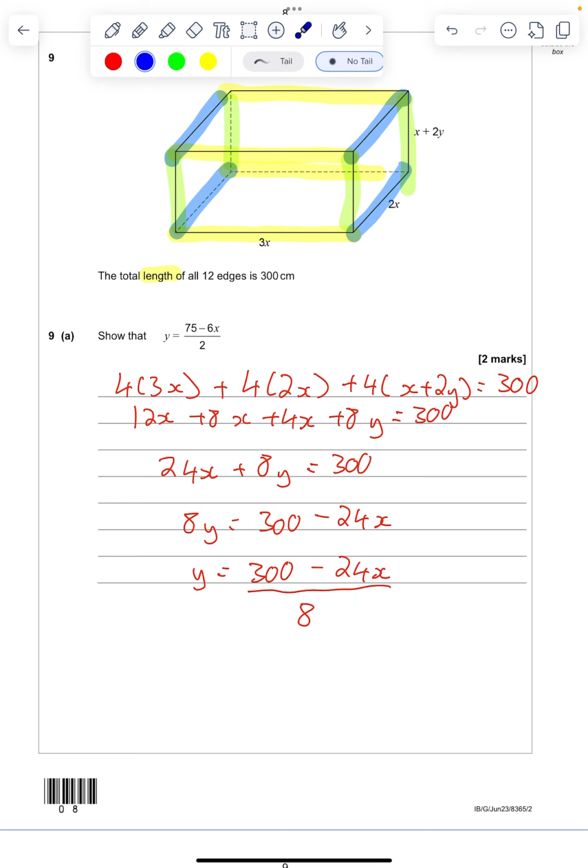Now I can see here this is going to work out nicely. If I divide through by 4, we're going to get this. So if I divide all of these parts here by 4, let's write this out, divide by 4. That's going to go to, 300 divided by 4 is 75. That's going to go to 6, and that's going to go to 2.